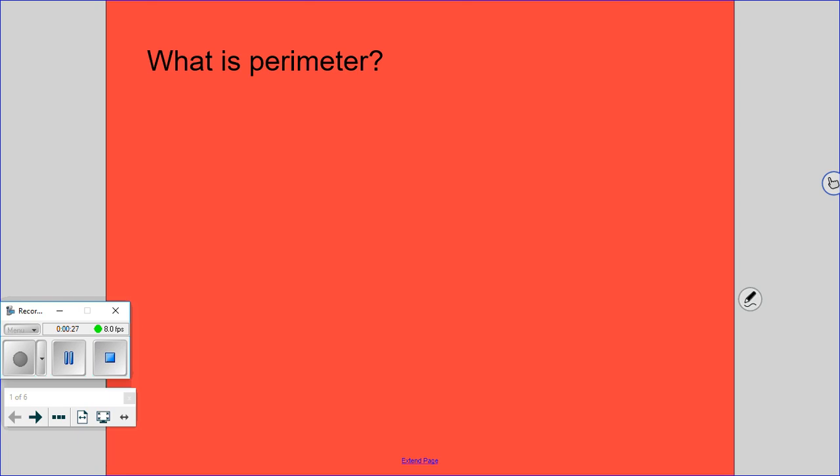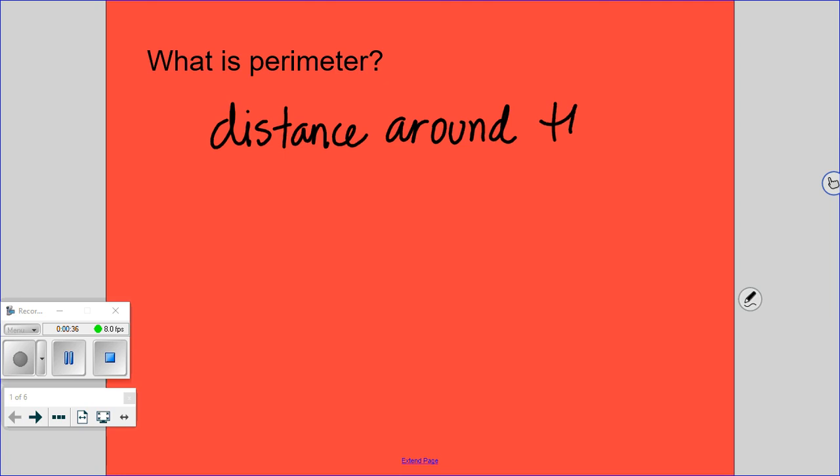So you should know that perimeter is the distance around the outside of a shape. Now this could really be for any shape. For third grade purposes, we're pretty much going to only talk about squares and rectangles and things that have straight sides. But it really could be any shape that you can think of.